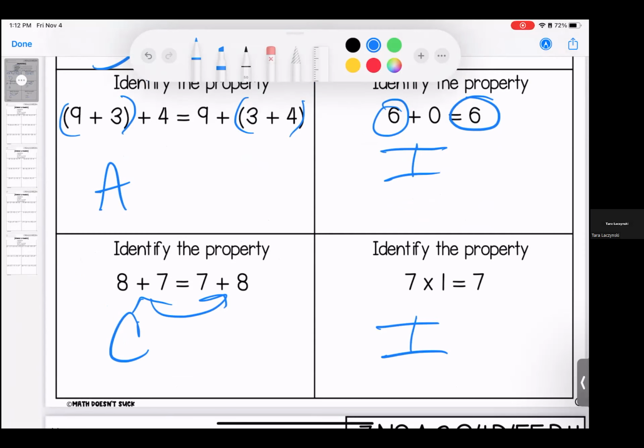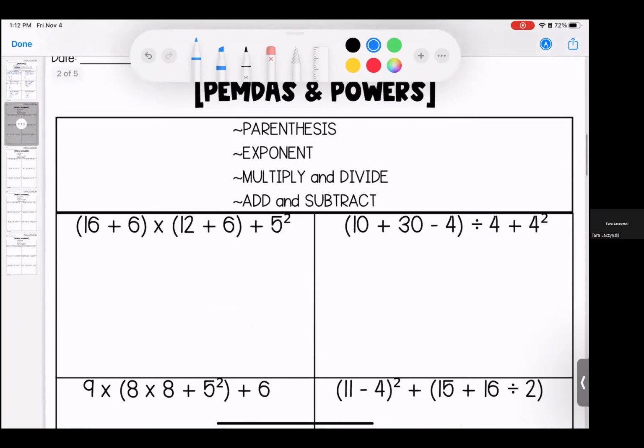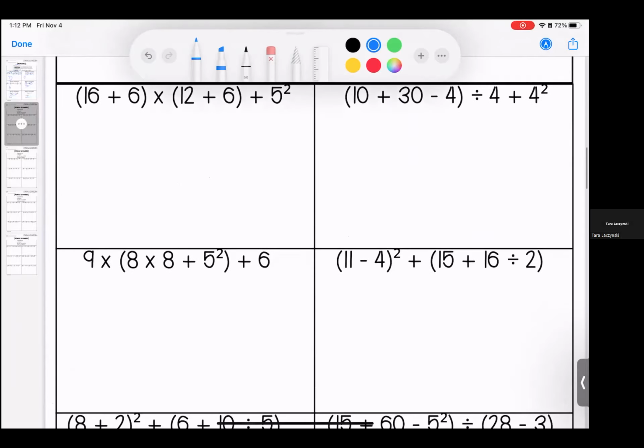If you are ready to jump into the PEMDAS and powers, hang tight, because here we go. All right, sweet faces, I'm going to do my best to write these out as we go through them, but I'm also going to talk about them as we go. So remember, we start with parentheses, then exponents, multiply and divide, add and subtract. You guys are professionals about these at this point, so I'm not going to spend too much time on that.